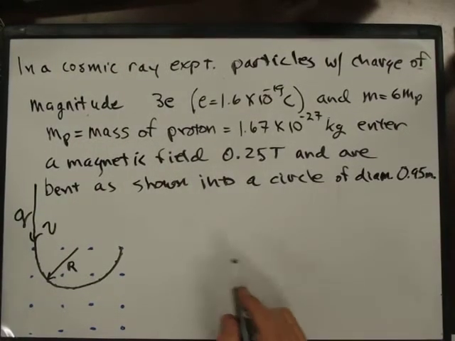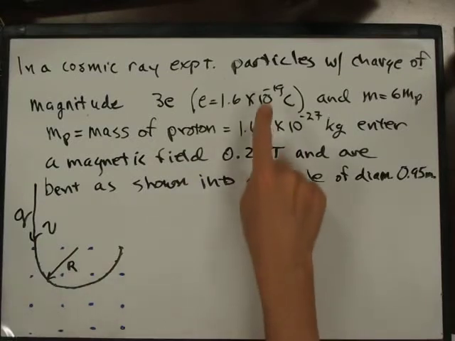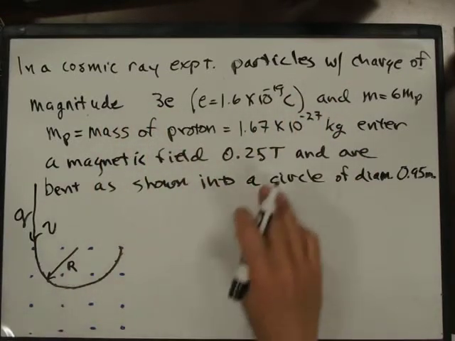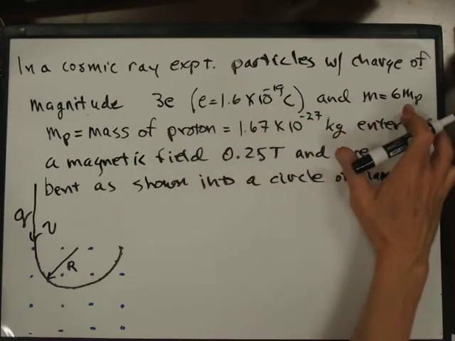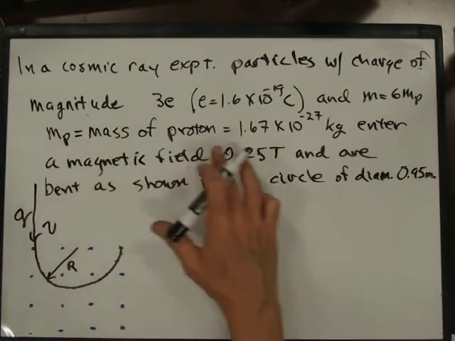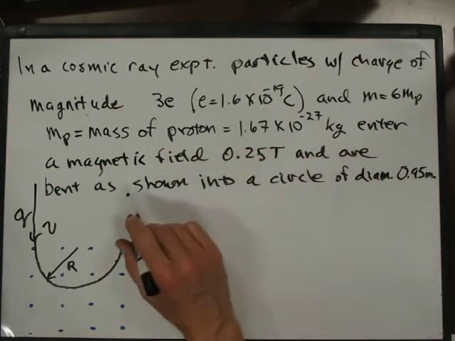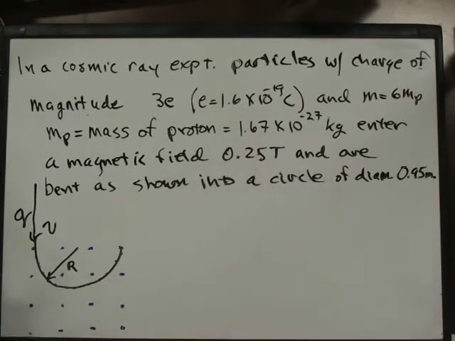So in this problem, we're doing a cosmic ray experiment. In a cosmic ray experiment, particles with a charge of magnitude 3e, where e is the charge on a proton, and a mass of 6 times the mass of the proton, where the mass of the proton is 1.67 times 10 to the minus 27 kilograms, enter a magnetic field of 0.25 Tesla and are bent as shown into a circle of diameter 0.95 meters.